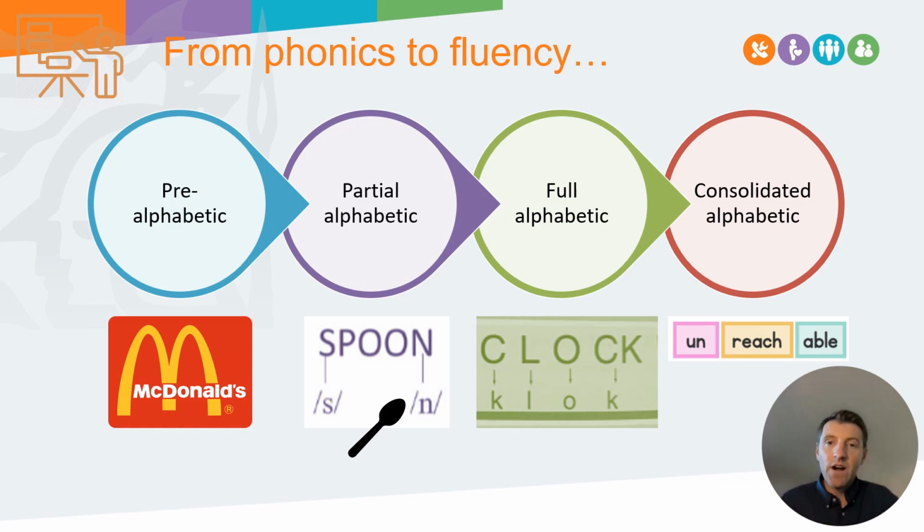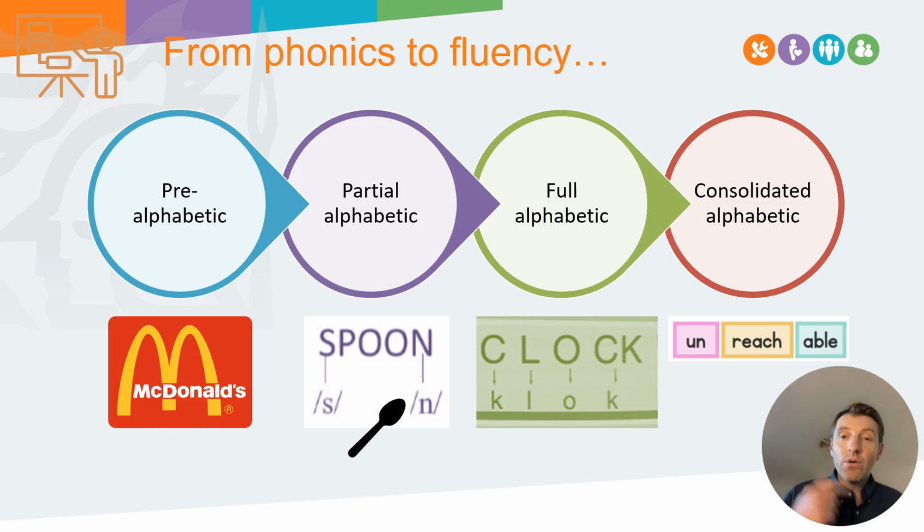And then you move on to the final phase, which is the consolidated alphabetic phase. Easy for you to say. Consolidated alphabetic phase. That is where the learner has a solid grasp, or an almost solid grasp, of the alphabetic code and its different graphemes. But they've also started to recognize that words are made up of component parts. So this is where the idea of morphemes comes in. So unreachable. They can break a word down. They don't need to necessarily decode each separate section, but they're able to break a big word into its component parts. Unreachable. Consolidated alphabetic phase.